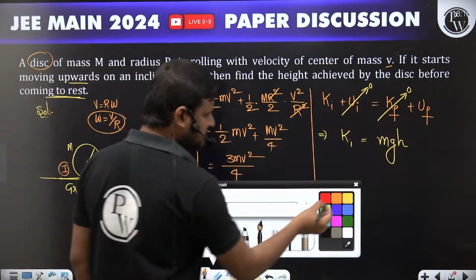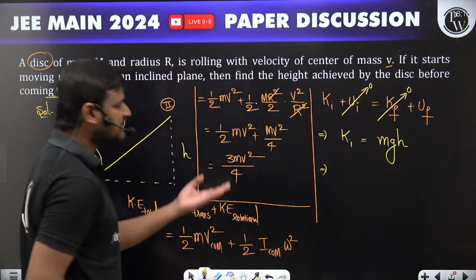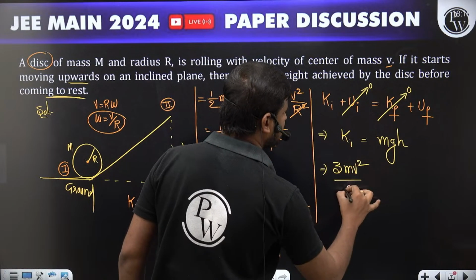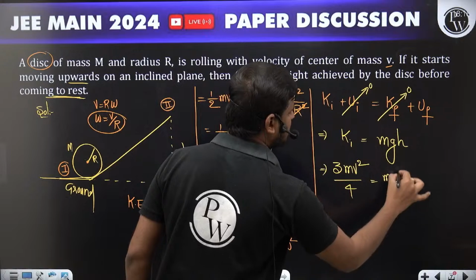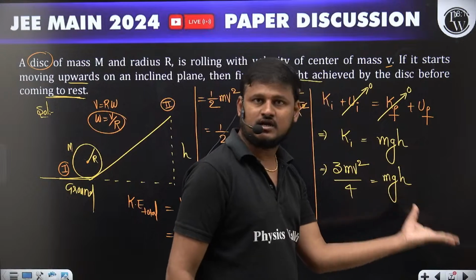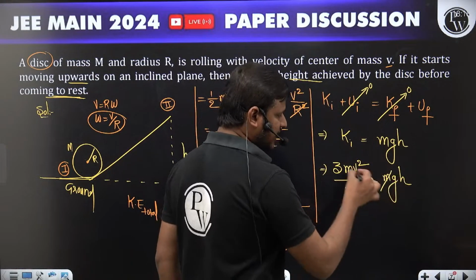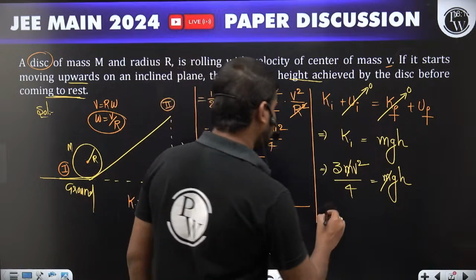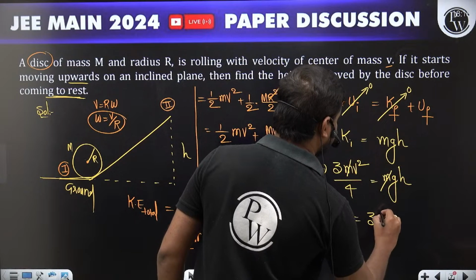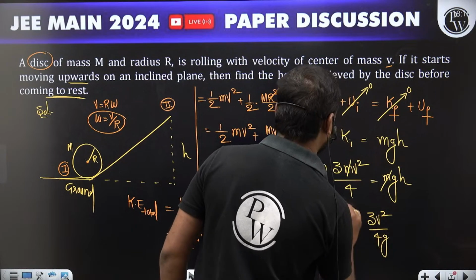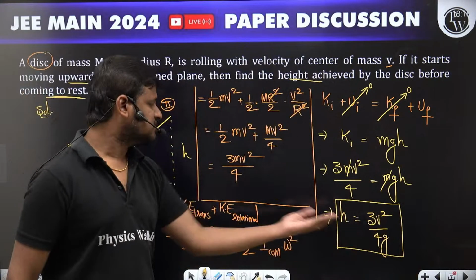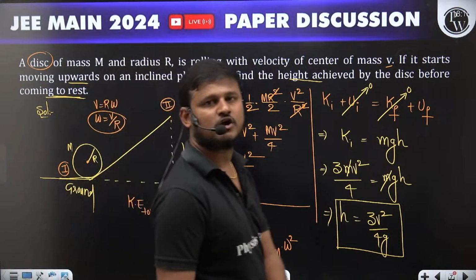Now I can simply substitute that here. The total kinetic energy, 3 m v square by 4, is equal to m g h. What I have to calculate is the height h, so let's make it the subject. m gets cancelled, so h will be equal to 3 v square by 4 g. If they gave the value of v, you can substitute it. Otherwise you can just keep the equation itself in the options.